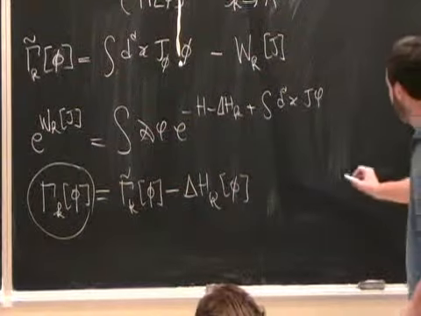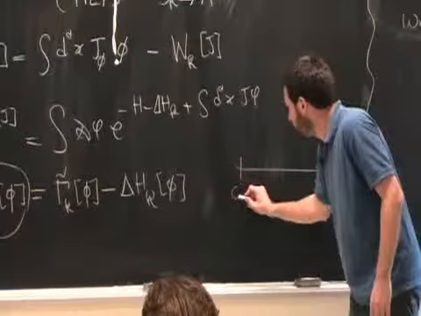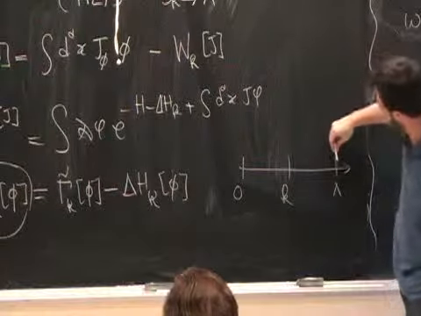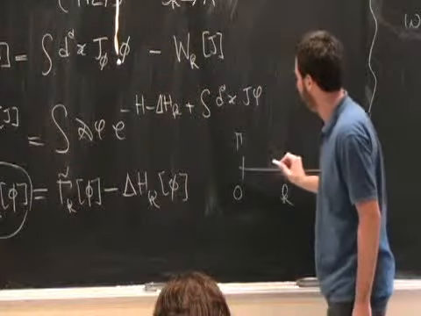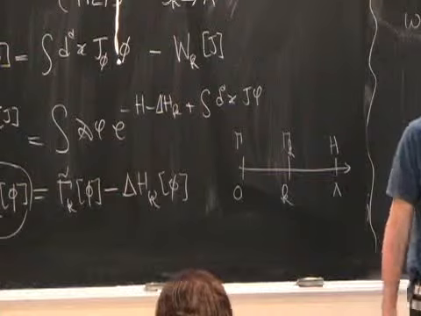Okay, so I repeat, you have this scale k. Begin here, you have the Hamiltonian. At the end you will have gamma, and in the middle you have gamma k that interpolates between them.